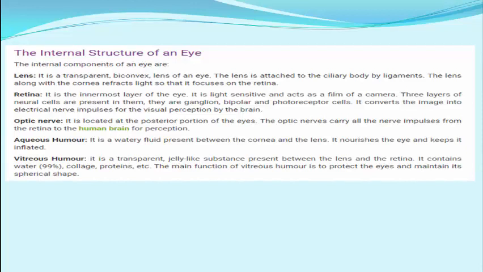Aqueous humor. It is a watery fluid present between the cornea and the lens. It nourishes the eye and keeps it inflated. Vitreous humor. It is a transparent, jelly-like substance present between the lens and the retina. It contains water, collagen, proteins, etc. The main function of vitreous humor is to protect the eyes and maintain its spherical shape.